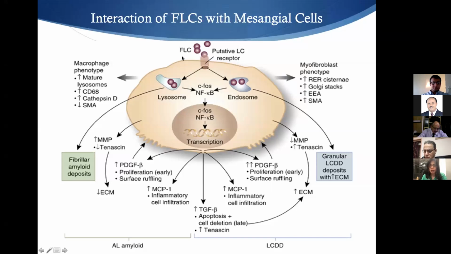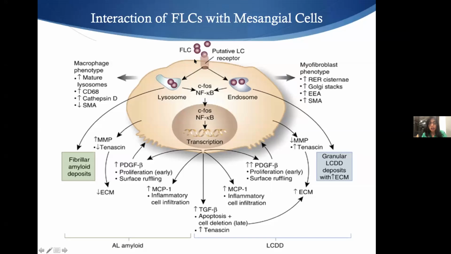If we have amyloidogenic light chains or non-amyloidogenic light chains, they share a common receptor in the mesangial cells, which is the putative light chain receptor. Now, if these are amyloidogenic light chains, they get engulfed by the lysosomes, and this is going to give you fibrillar amyloid deposits within the mesangium. However, if they are non-amyloidogenic, they are engulfed by the endosomes, and this is going to give you granular deposits, not fibrillar deposits, which is the characteristic of what we call MIDD or light chain deposition disease. So you see, although they get into the mesangial cell from the same common putative receptor, it depends on the mechanism inside the cell, whether it's going to give you a fibrillar deposit or a granular deposit.